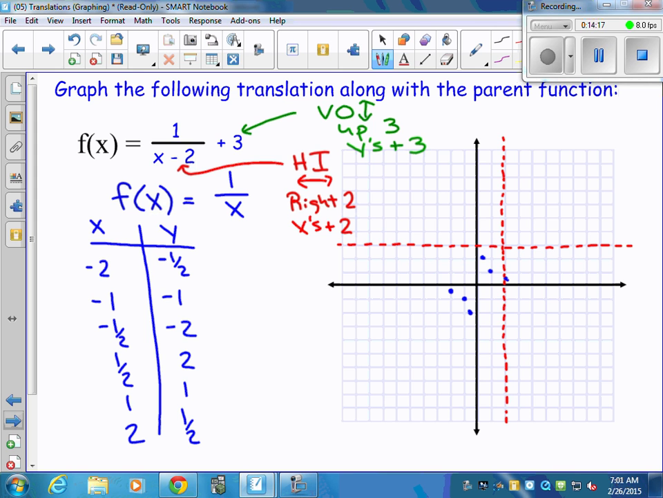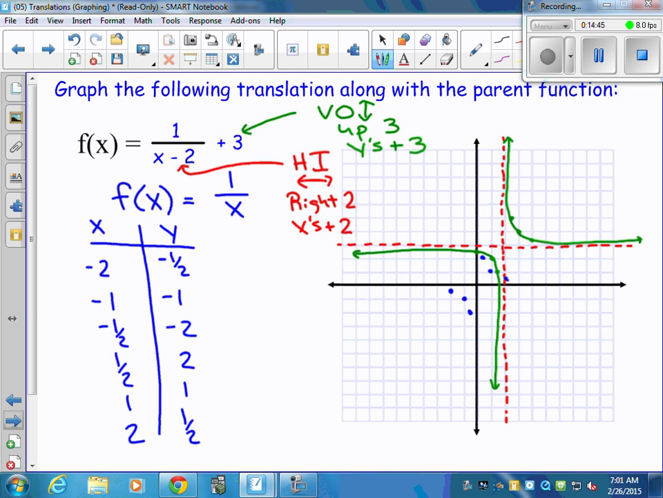So now every point gets moved right 2, up 3. Here is the upper portion of our graph. Once again, it gets very close to those asymptote lines. And then we have the lower portion of our graph. It also gets very close to the asymptote lines.